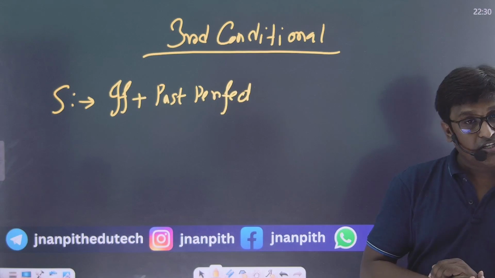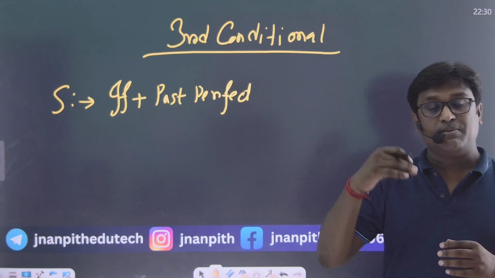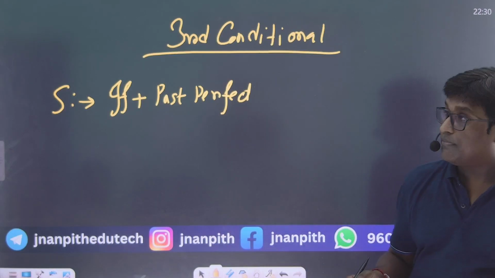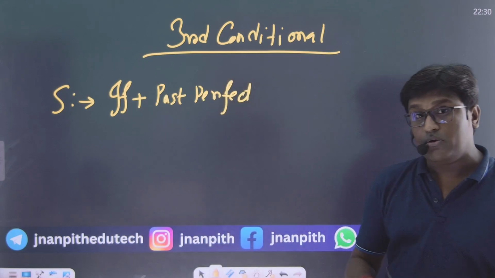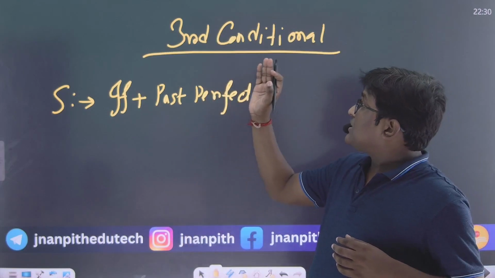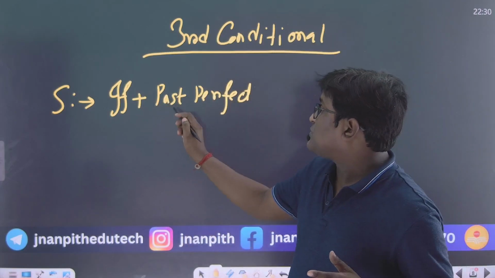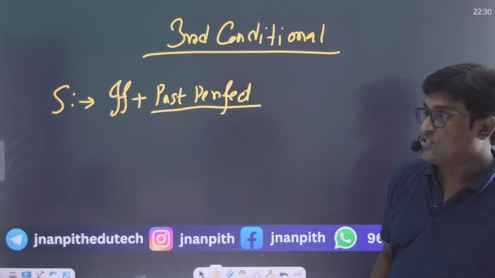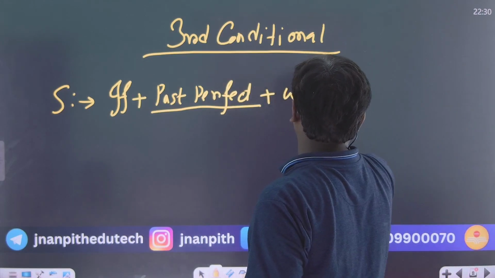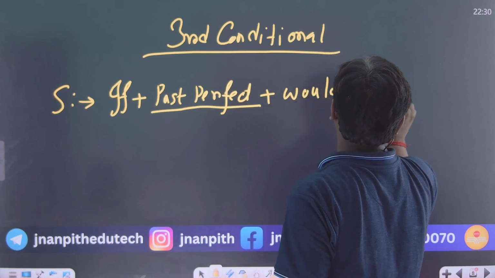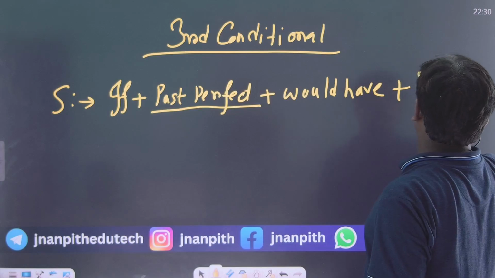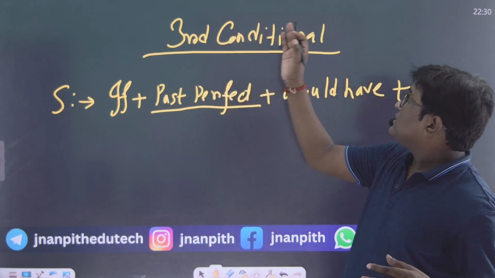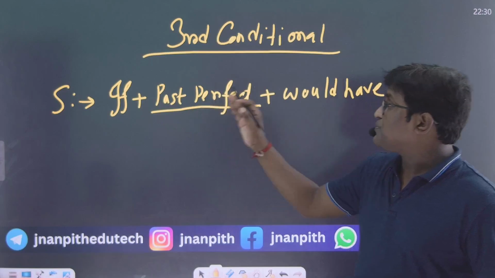In terms of second conditional, the if clause will be in simple past tense and the remaining part will also be in simple past tense. But in terms of third conditional, the scenario will totally change. In third conditional, the if clause will be in past perfect tense and the remaining part will use would have, and obviously the third form of the principal verb. So the third conditional structure is this: if plus past perfect.